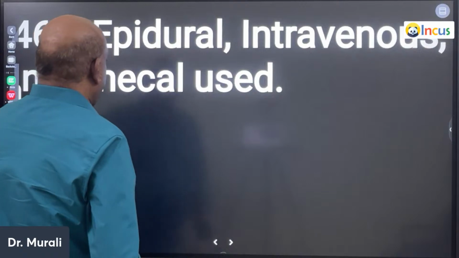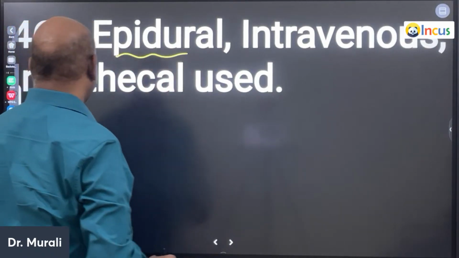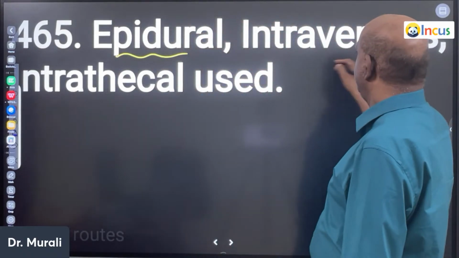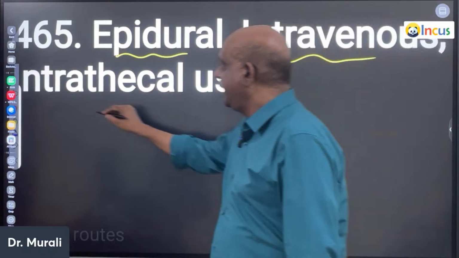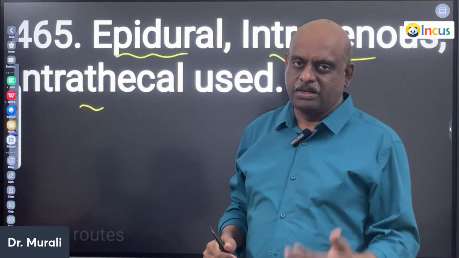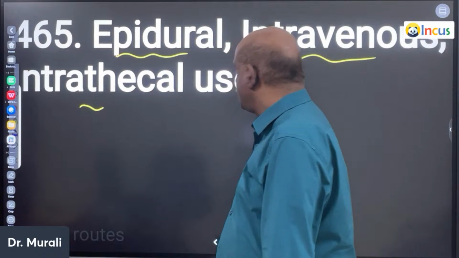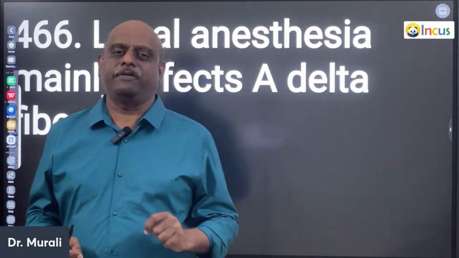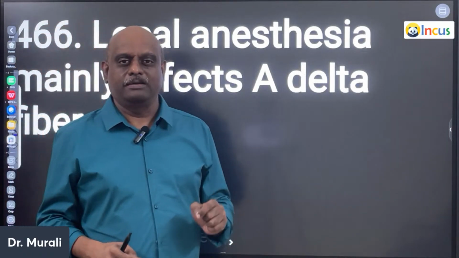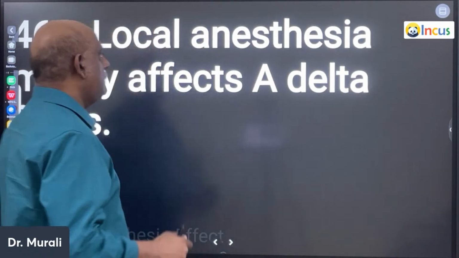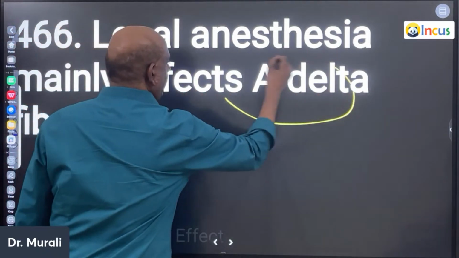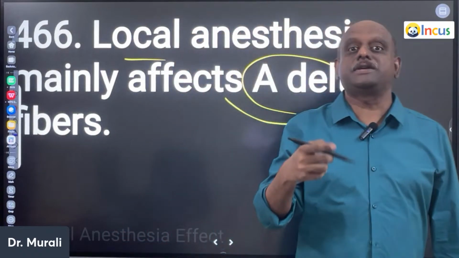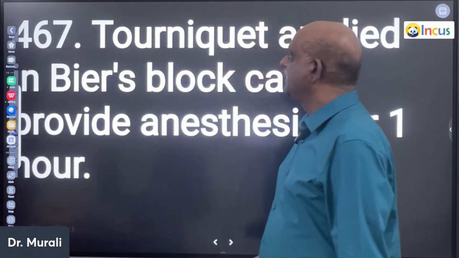Now, typically in epidural, there are various routes of anesthesia: intravenous, intrathecal, and others. So how do local anesthetics function? You give lidocaine, etc. Local anesthetics mainly affect the A delta fibers. A delta fibers are the ones which carry the pain sensation, and that is what you have to remember.